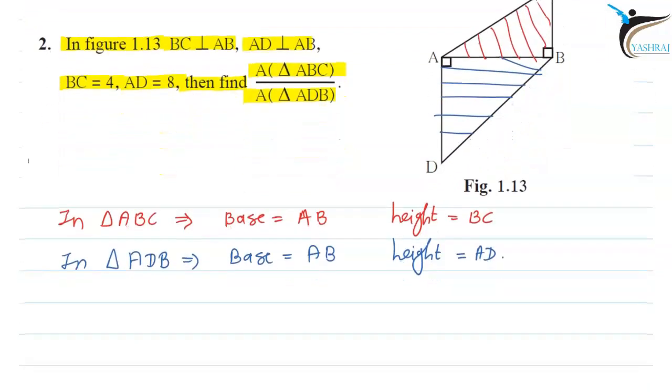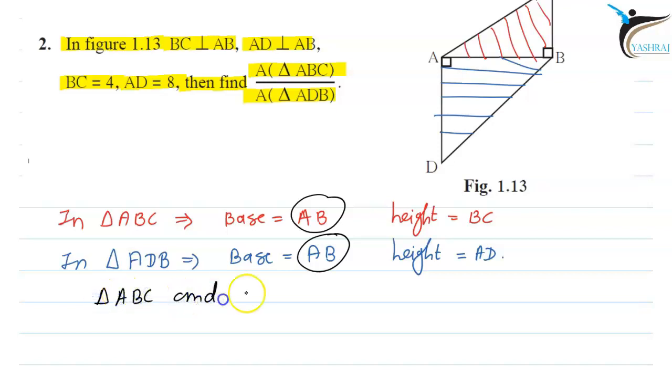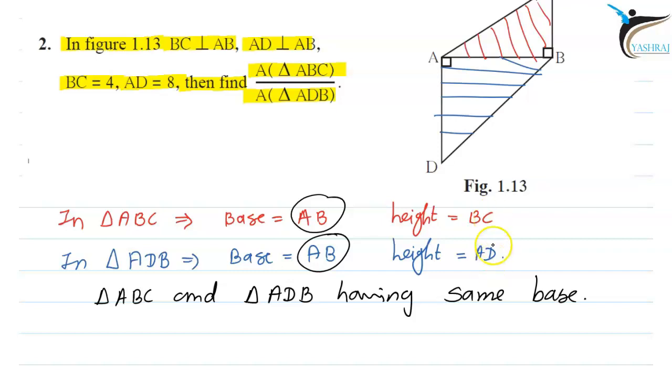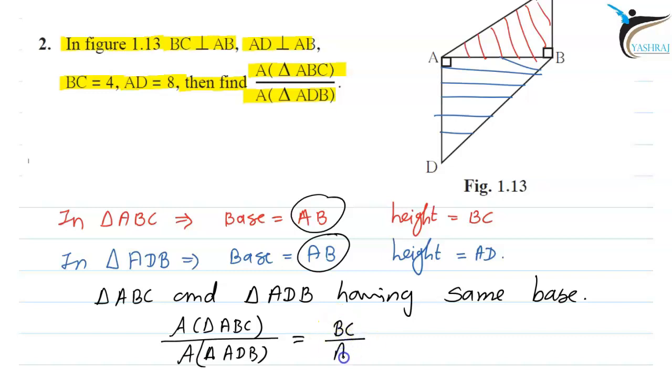Now looking at the bases of the given triangles, they are exactly the same, or identical. So I am writing here: triangle ABC and triangle ADB have the same base. When they have the same base, what about their ratio of areas? Ratio of areas equals ratio of their corresponding heights. So area of triangle ABC divided by area of triangle ADB equals the ratio of their corresponding heights, BC divided by AD.